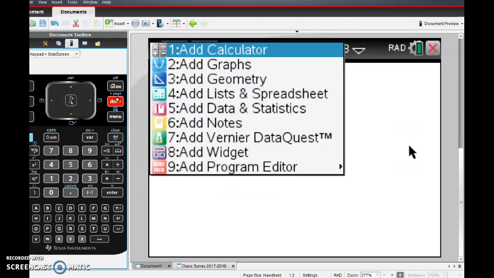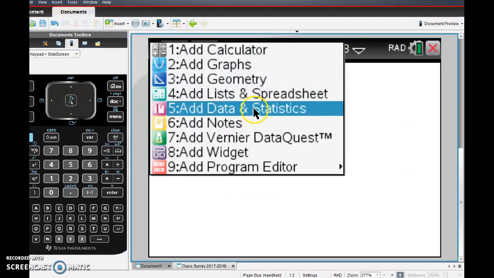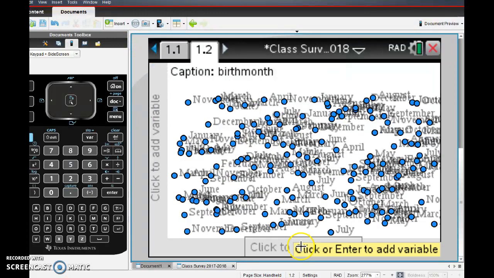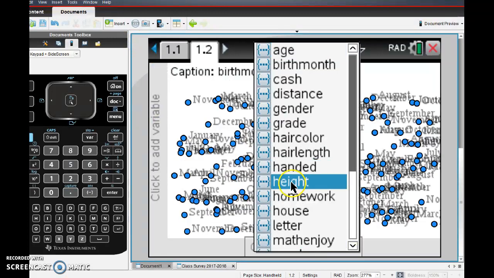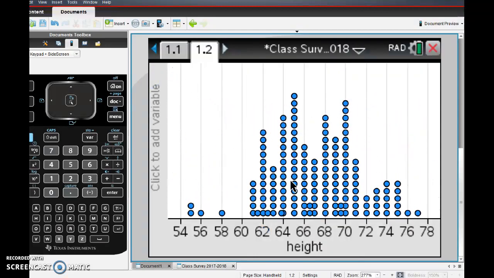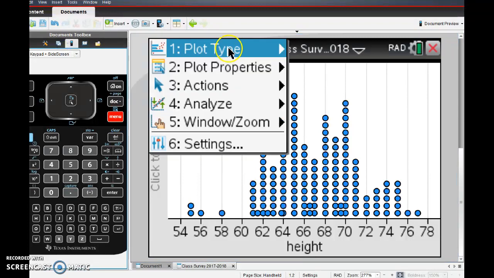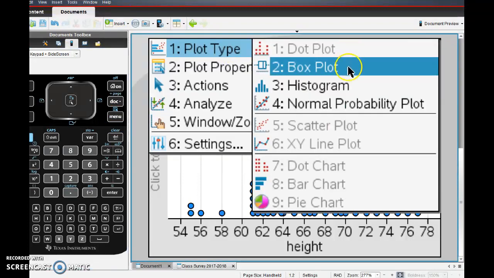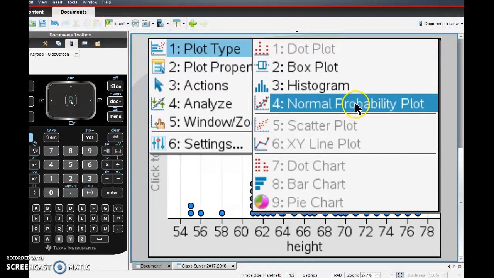I'm basically going to show you guys the last numerical plot that your calculator does. So let's start with height. And we've talked about this before, it kind of looks unimodal symmetric. I think some of these might have been some people doing some calculations. I think this 5'6" was supposed to be 5'6", not 56 inches, but whatever. So let's take a look at the normal probability plot. Menu, plot type. So we've talked about dot plots, box plots, histograms. There's our normal probability plot.